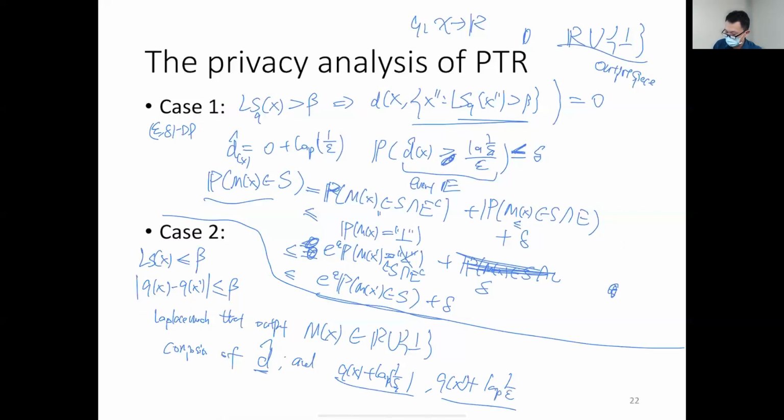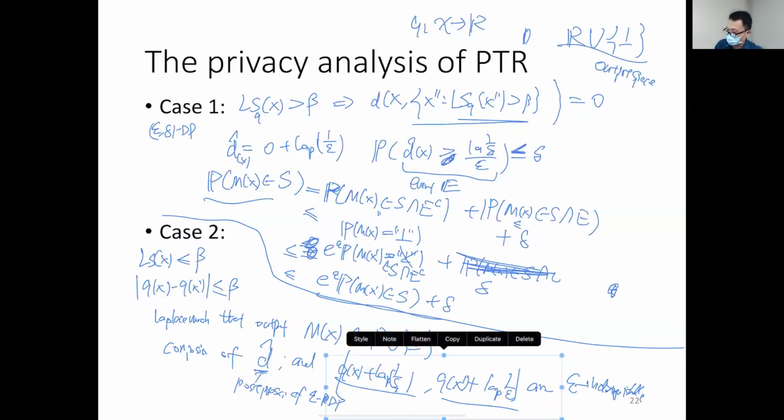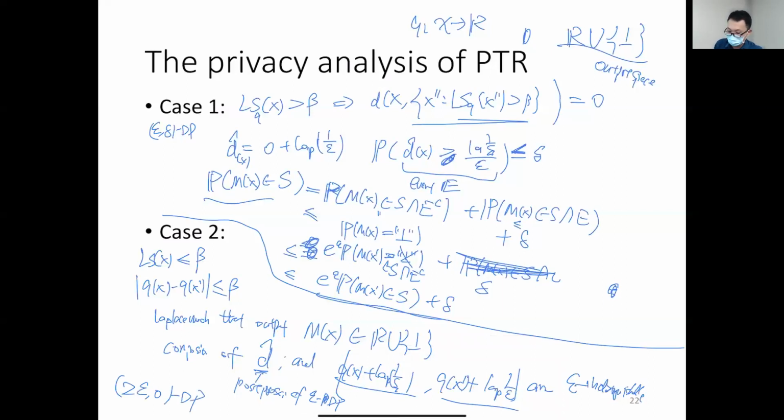So these two distributions are epsilon indistinguishable. Right? So this is a post-processing. Whether you run this at all is a post-processing of a pure DP mechanism. And whatever you run, if you run it, it's also epsilon DP. So altogether, case 2 is 2 epsilon 0 differentially private. So altogether, the larger of 2 epsilon 0 and epsilon delta gives you 2 epsilon delta DP, the proposed test release.